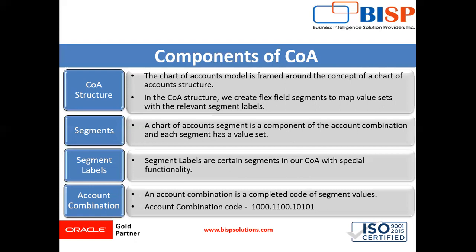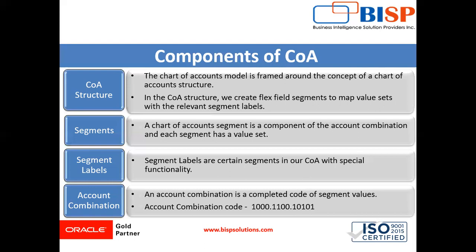So in the chart of accounts, we create the three segments: company, department, and account. Maximum we can create 30 segments, but as a best practice, we should take 3 to 8 segments. But as per the client requirement, we create the segments.